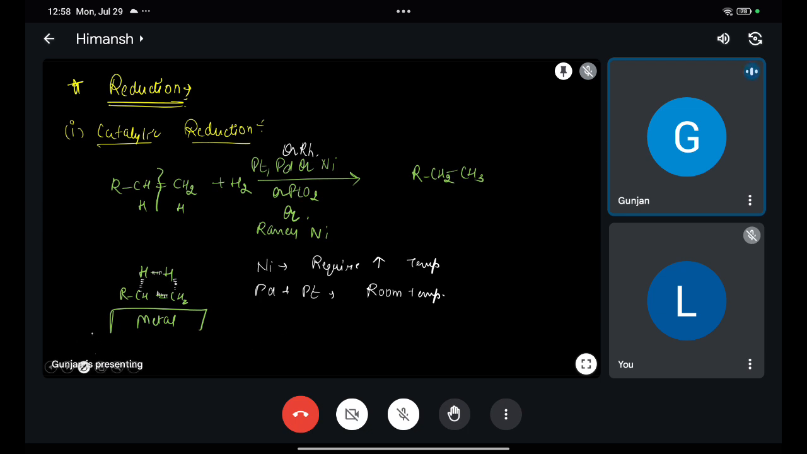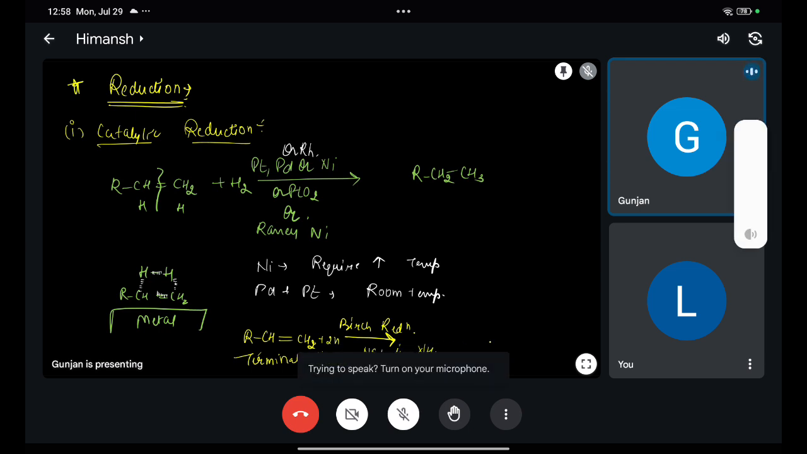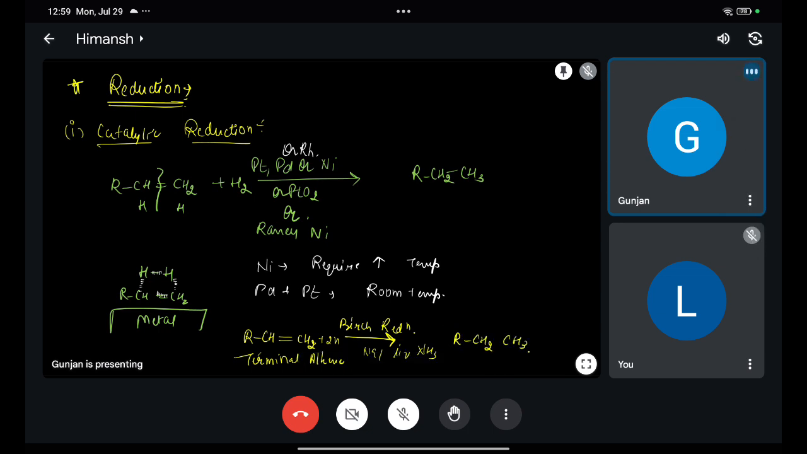Maybe you are having a terminal bond of alkene. This is a terminal bond of alkene. So it is by Birch reduction. Remember Birch reduction. Yes, ma'am, got it. We are using it in Birch reduction. We did discuss that complete topic, right? RCH2CH3, we are getting.